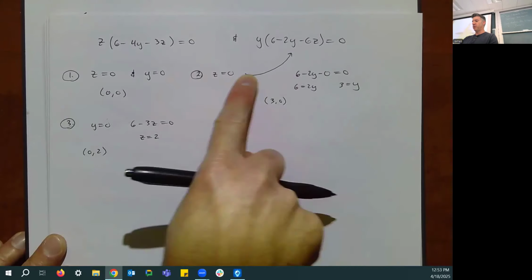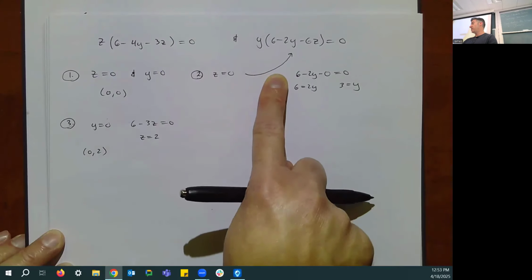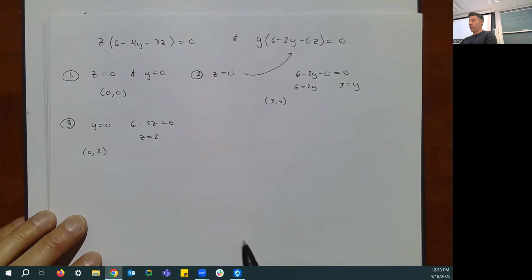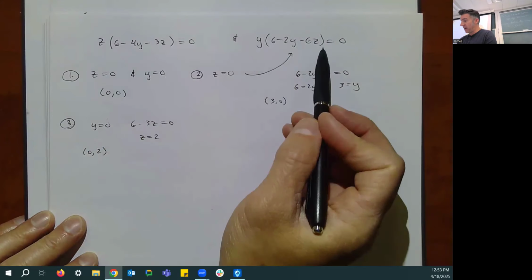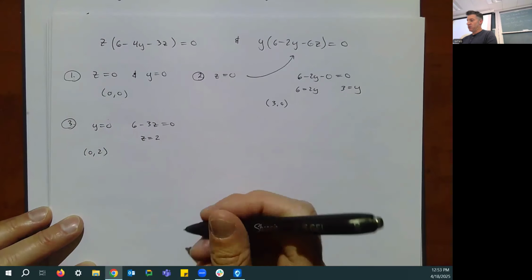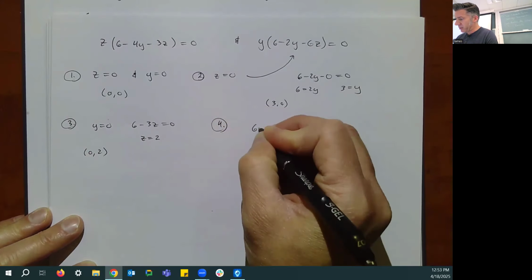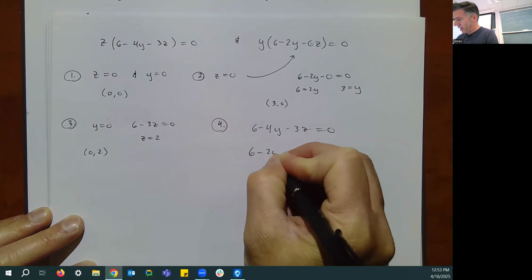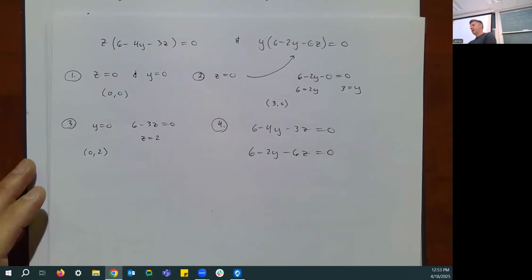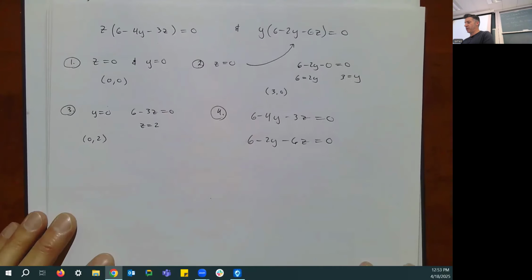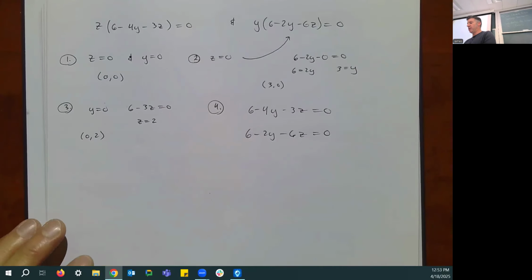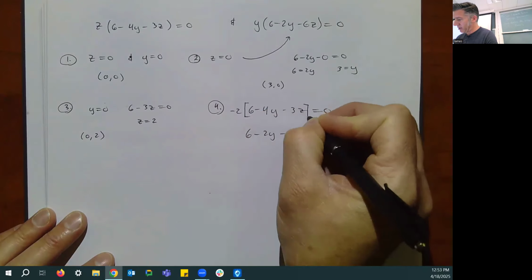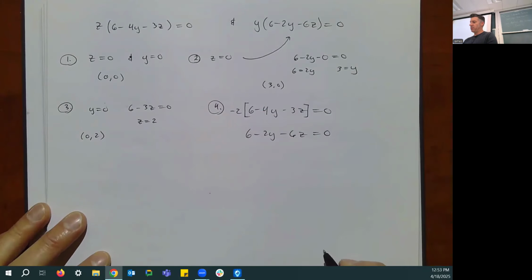So these 3 critical points, while they are critical points, are not going to be the ones that maximize the volume. There's one left to find, and that's where both this factor and this factor are equal to 0 simultaneously. So we want to solve 6 minus 4y minus 3z equals 0 and 6 minus 2y minus 6z equals 0. What I would probably do is multiply this first equation by -2 and then add it to the second equation. That's the thing people do, right?